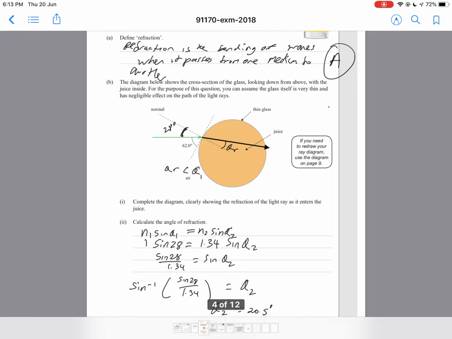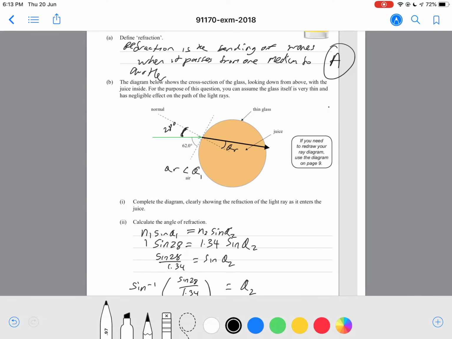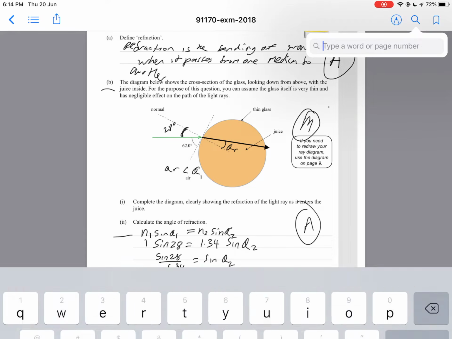So basically, getting both the diagram correct and the correct calculation will get you a merit grade. To get an achieved grade, it's either getting the correct diagram or the correct calculation. Either one of the two will get you the achieved grade here. All right, moving on.